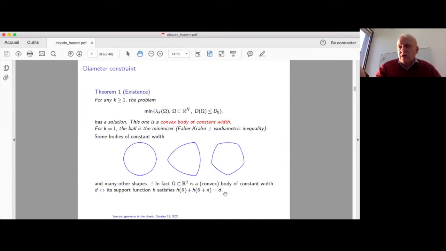Just imagine that you are expanding h in Fourier series. Then you see that any function h whose even Fourier coefficients are 0, except the first one, will provide a convex body of constant width, if this is a support function. So you have many of them.